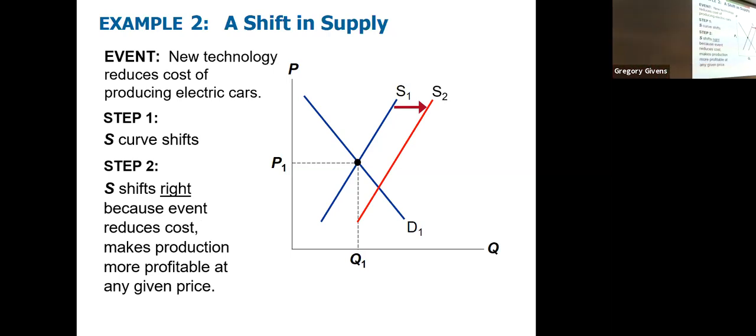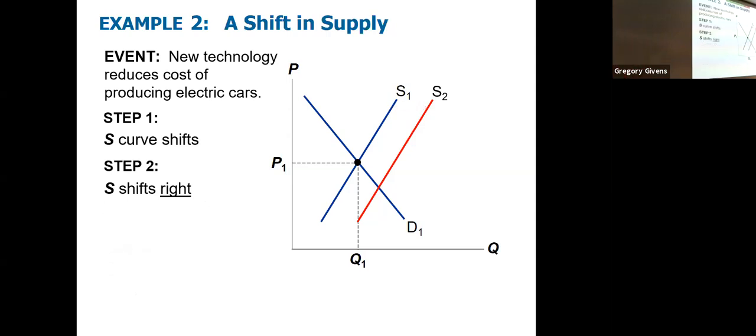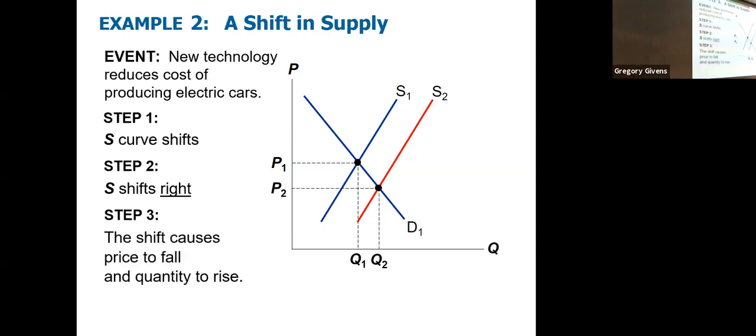At a price of P1, supply now exceeds demand. So we have an excess supply of electric cars. There is a surplus on the market. There are sellers competing for scarce buyers. Sellers are going to start to bid down the price until the desires of buyers and sellers balance one another, which occurs at the new equilibrium price, let's say P2. So prices fall, quantities rise in equilibrium.